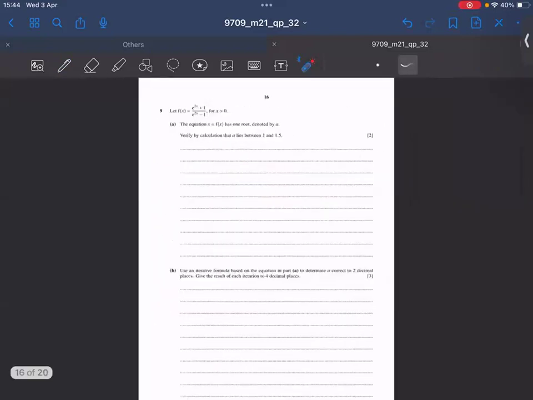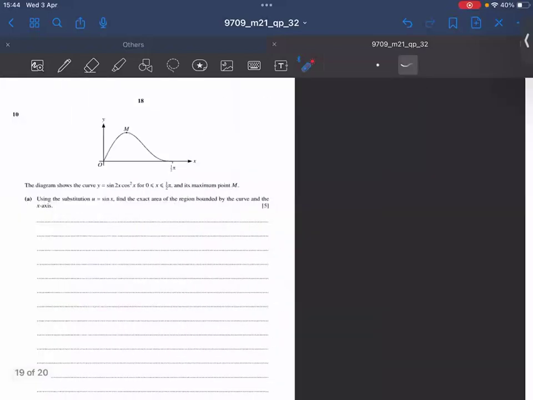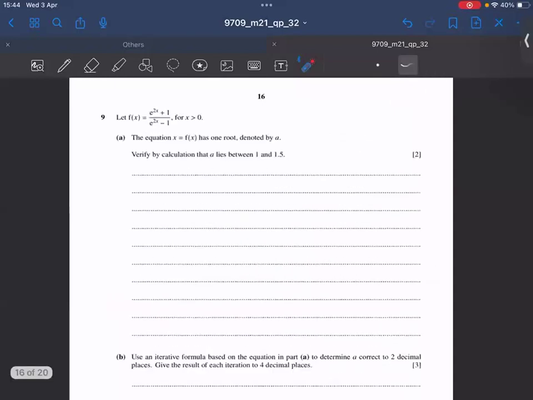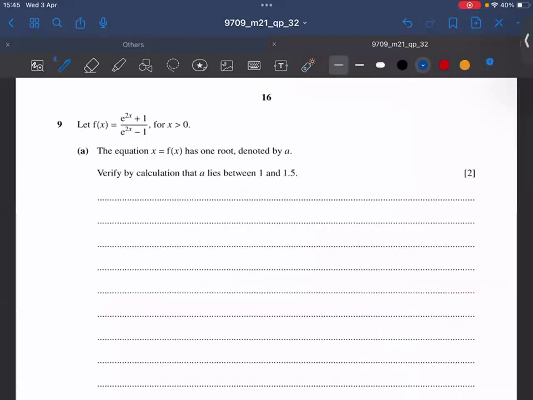All right, then we have questions 9 and 10. We need to verify by calculation. Mr. Bilal Ahmed, how would you verify by calculation that the root lies between 1 and 1.5? I'm going to be substituting 1 and 1.5. Substituting. Okay, sir.